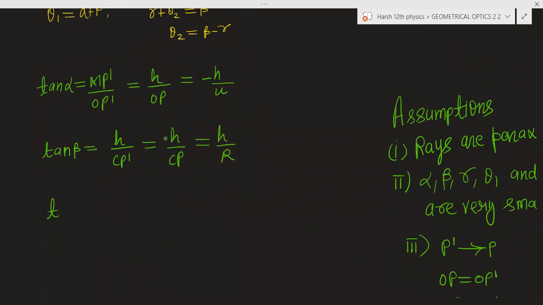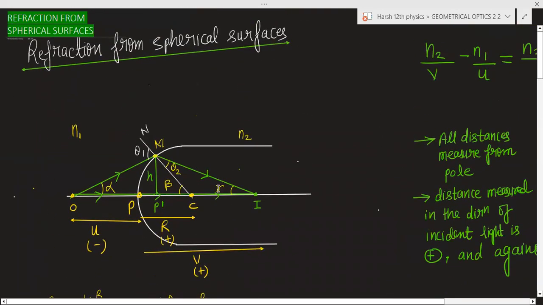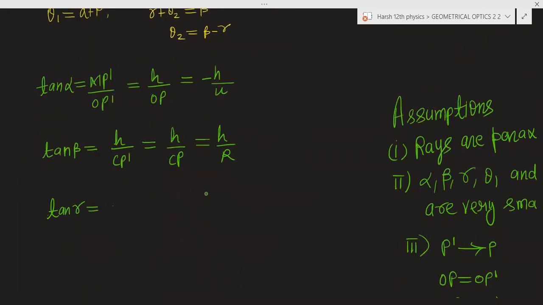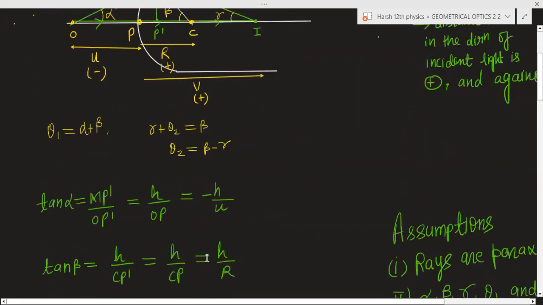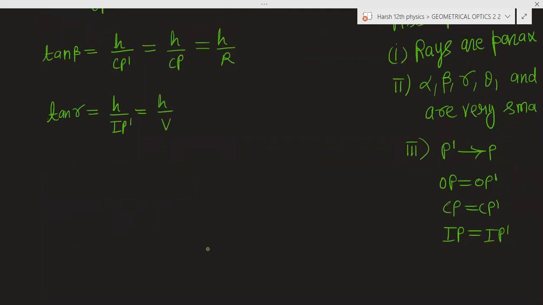Now tan of gamma. This is gamma. In triangle MP dash I, gamma can be found as H divided by IP dash, perpendicular divided by base of this triangle. H is H, IP dash can be written as IP, and IP is V. So tan alpha, tan beta, tan gamma you have.